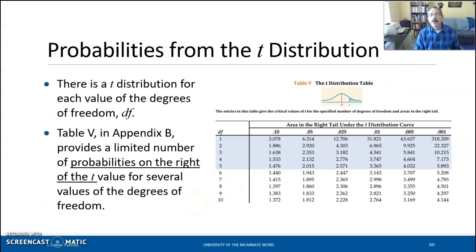All right, so we're going to use a table, table 5, to find t-values and find probabilities.